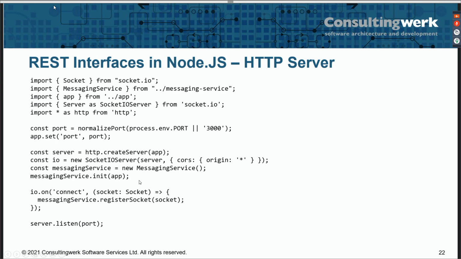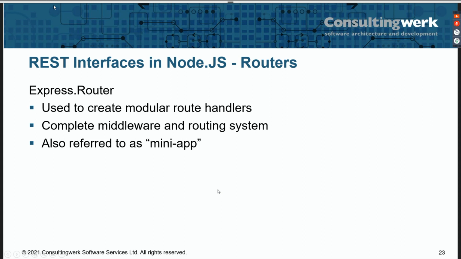Whenever I'm listening for new connections and I receive a WebSocket connection, I register that socket with my messaging service. This is important because then my web handlers will also need to use this service that is aware of all connected clients. This is not really difficult to achieve. We just initialize the messaging service so it's aware of what the Express app is, and then we tell it to listen for incoming connections. Next, we're going to need to get into Express routers.